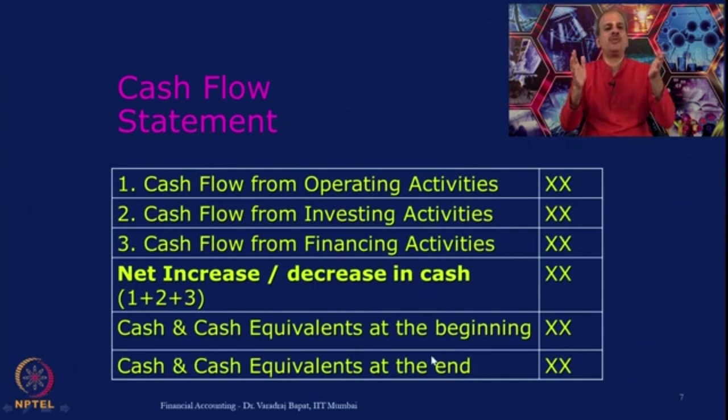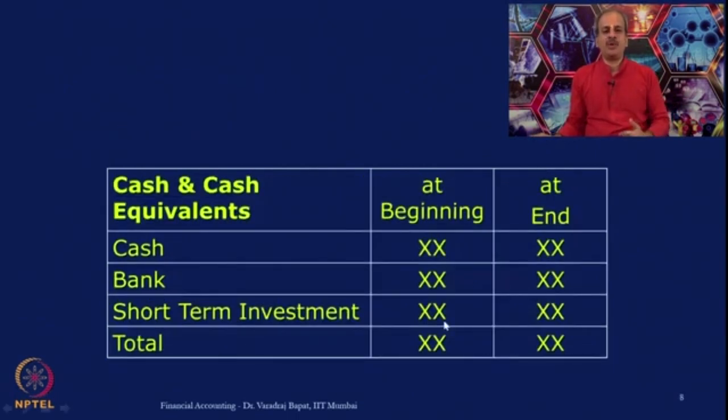Okay. Now, here it should match. The total increase plus beginning should be what is there in the end. Now, apart from this, you have to also show reconciliation of the balances. So, in the balance sheet, you will have the value or the balances of cash and cash equivalent. They are restated in the cash flow statement, both at the beginning and the end. So, the closing cash flow statement will show balances in the beginning as well as end of cash, bank and short-term investments, which you are treating as cash equivalent.